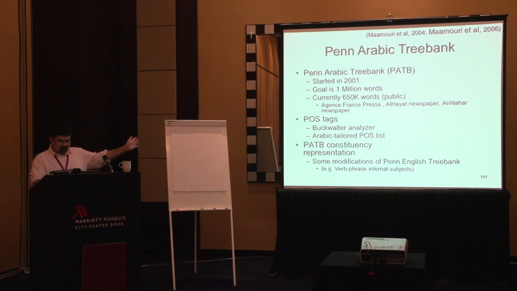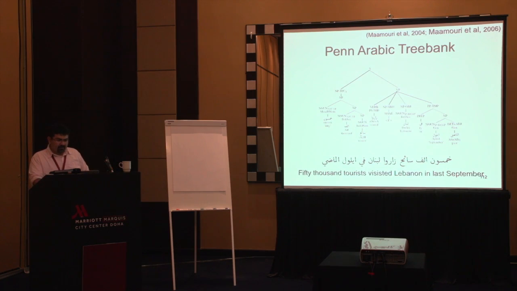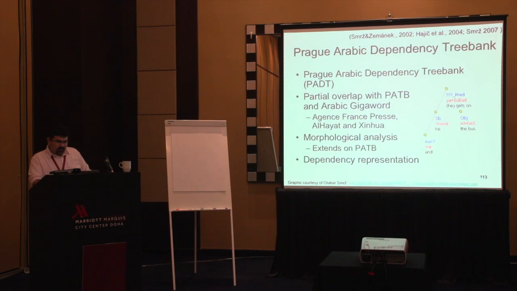So it's a very large number of words. I think this is like the largest single tree bank that was developed by one entity. Let's see. There is, of course, the Prague Arabic Dependency Tree Bank. And unlike the Penn Tree Bank, which is a constituency representation, the Prague Dependency Tree Bank is a dependency representation that's the richest in terms of the depth that it goes into modeling.